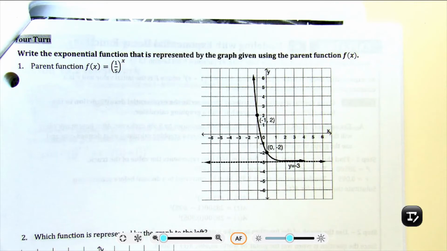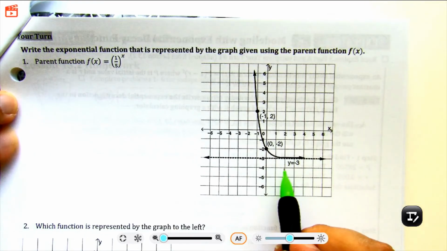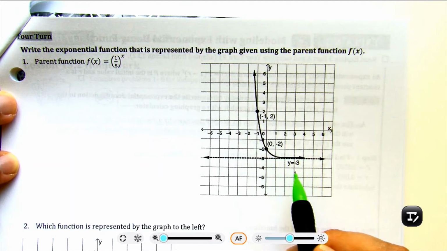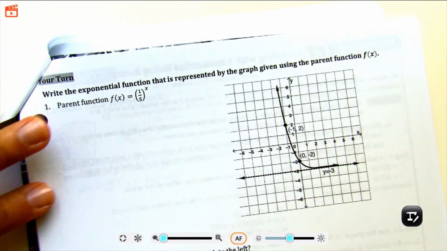So my asymptote is y equals negative 3. What that tells me is that k is equal to negative 3.